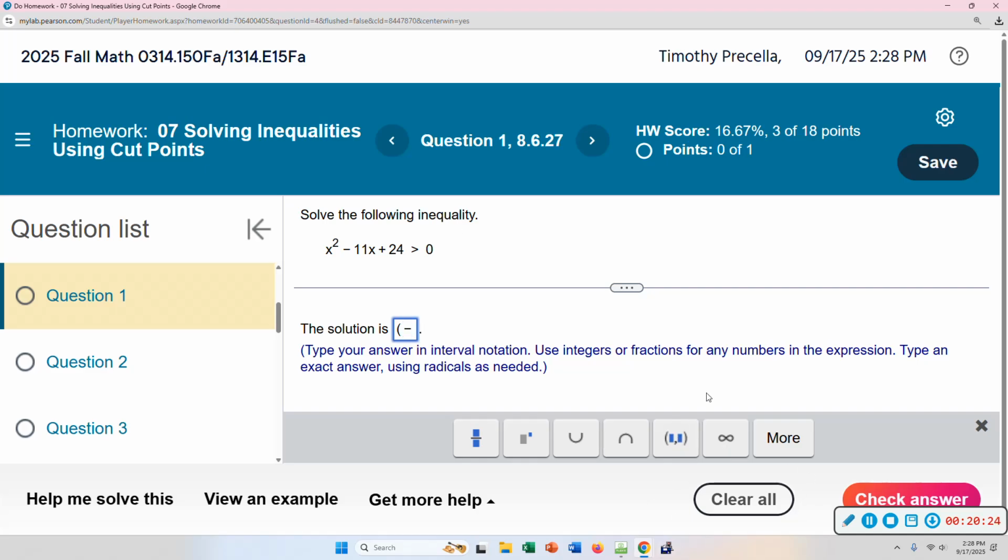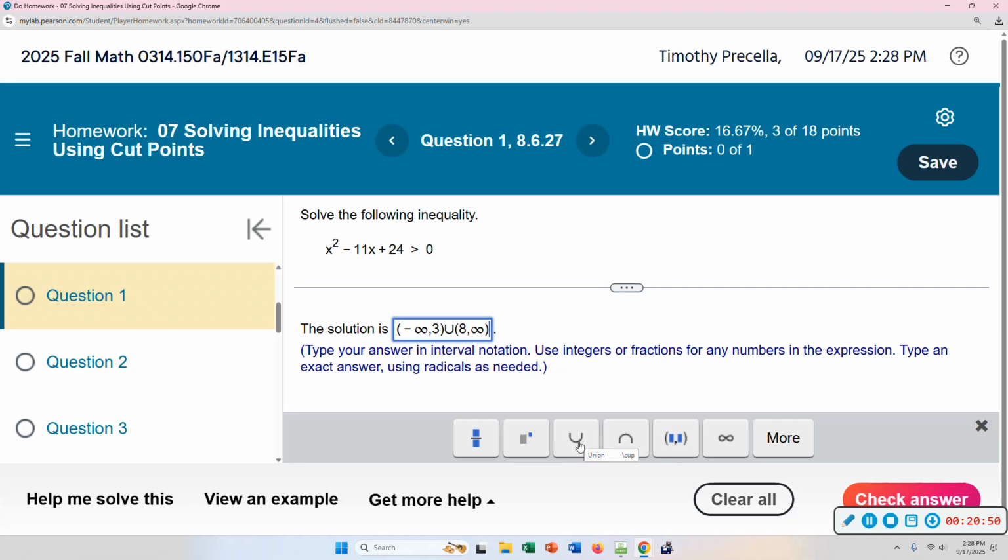And notice there's no negative infinity. You have to type the negative from the keyboard and then type the infinity. Just like there's not a -5 key on your keyboard, there's just a 5. If you want it to be negative, you have to type the dash yourself. 8, comma, infinity.